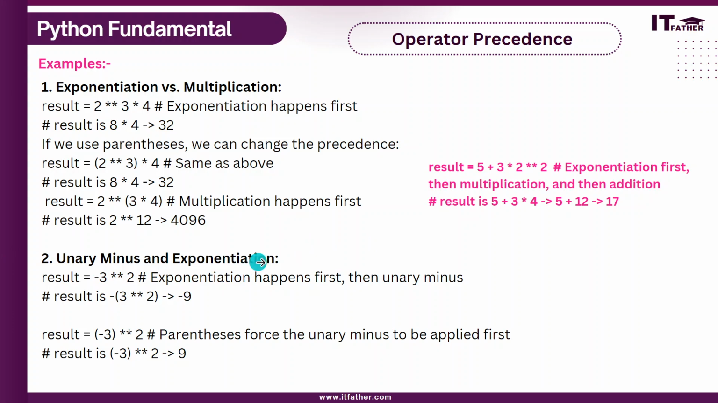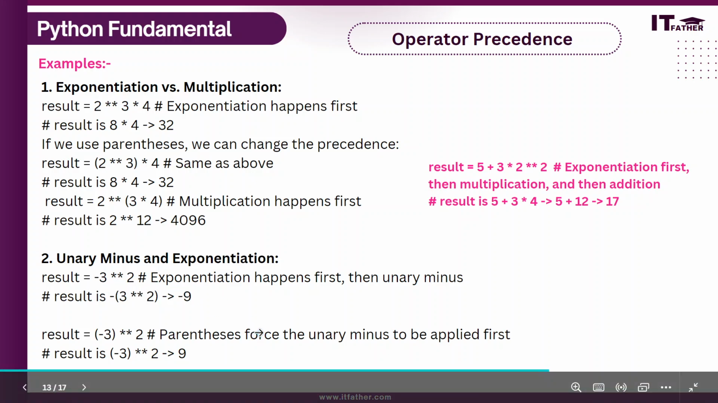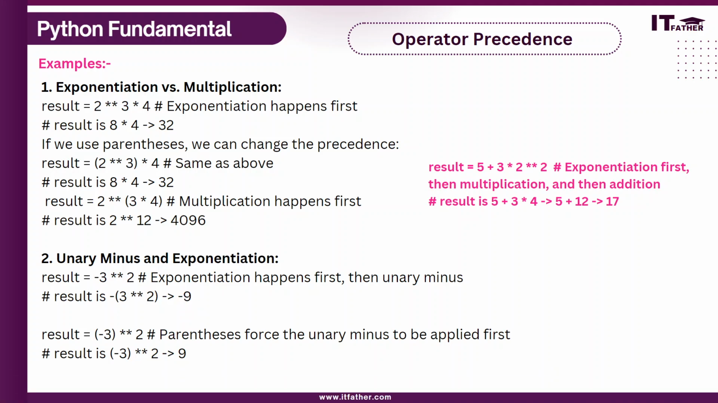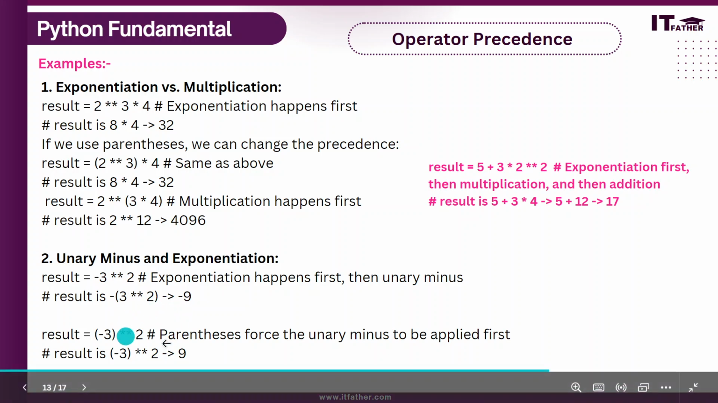Unary minus, in the same way here we have unary minus. If we see minus 3 exponent 2, then first of all the exponent will be evaluated. Why? Because the precedence of exponentiation is higher than unary minus, so first of all exponentiation will happen and then unary minus will take place.